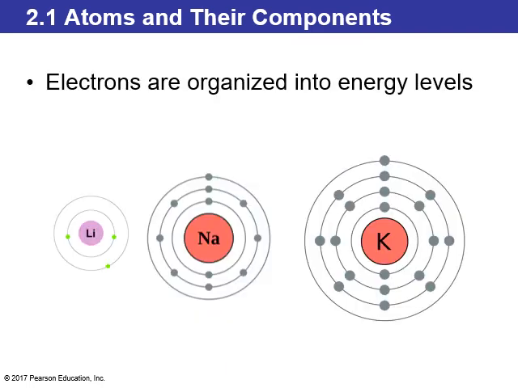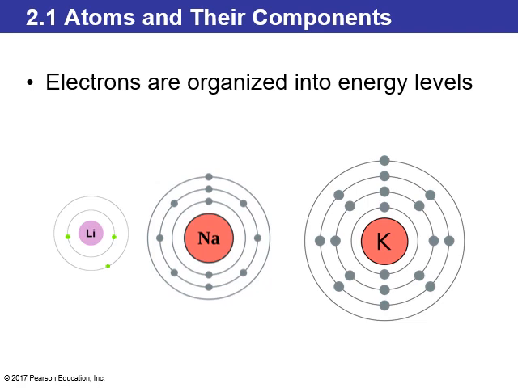The next thing I want to discuss is how electrons are organized in that electron cloud on the outside of the nucleus. This is really neat because this allows us to determine how an element is going to react with other elements or other compounds. The electrons are organized in energy levels, which are represented by these rings. And you can see here that lithium has 2 rings.